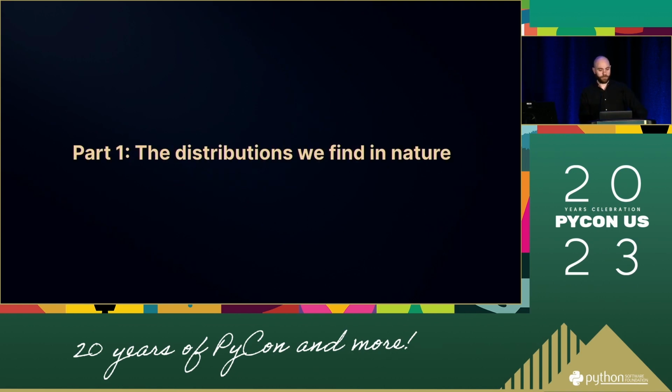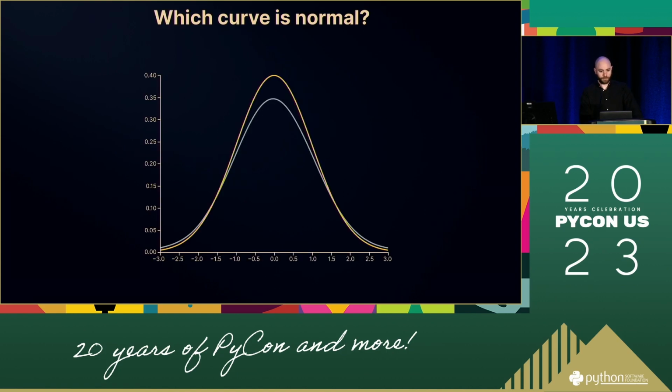All right. So part one, the distributions we find in nature. I'll start with a question. Just raise your hand if you think the yellow curve here is normally distributed. Any hands for yellow? Quite a bit. Yellow is popular today. All right. And how about blue? Wow, that's actually more. That's amazing. I've given similar talks, so I'm keeping track of all of this data. This is fascinating. So the yellow curve is actually normally distributed. So everyone who said yellow gets a prize at the end of this talk. No, I'm just kidding.